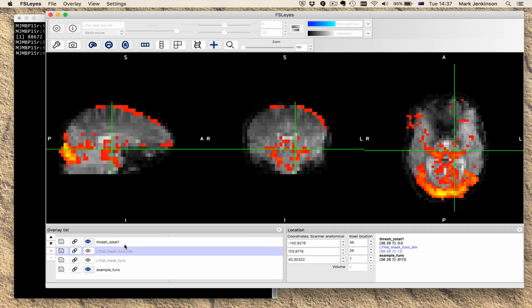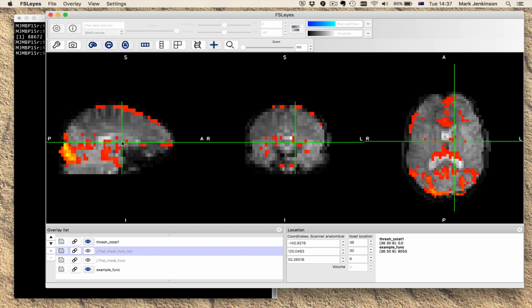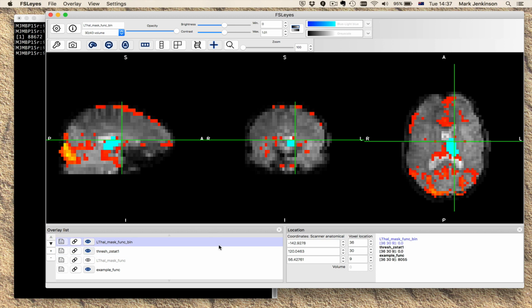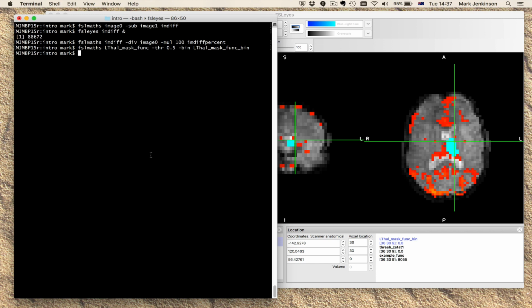So here's what the thresh z-stat looks like. It's the same thing that we looked at before, and we can see how that relates to our binary mask here. So that's the one that we had, and you can see that there is some overlap with those two. Okay, so now we're going back to the command line and we're going to use FSL stats to get some summaries of what is happening in the statistical thresholded image inside our binary mask.